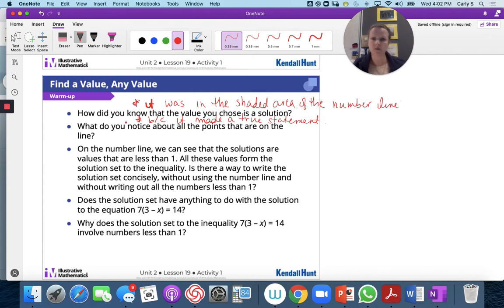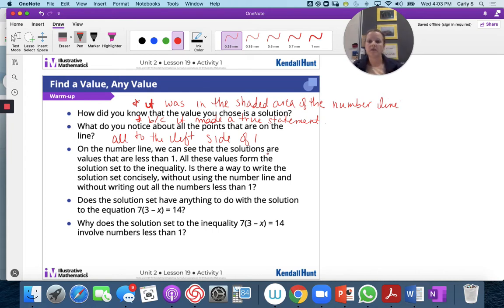Sometimes I'm just not sure what the curriculum's asking for. What do you notice about all the points? Oh, they're all to the left. All to the left side.